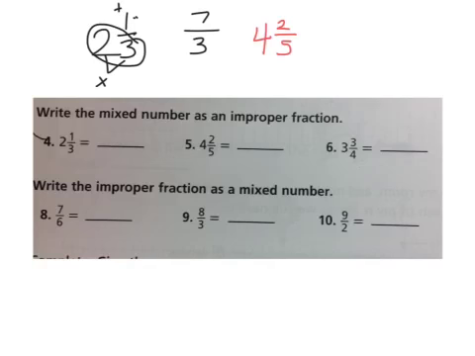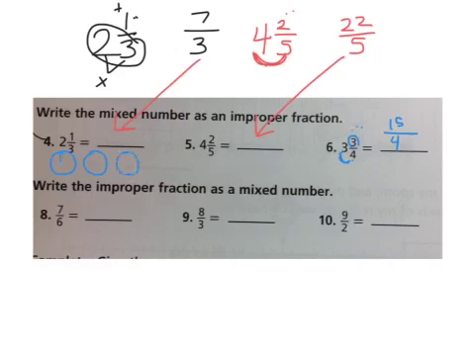So again, we're going to multiply these 2 together, which gets us 20, 21, 22, and our denominator stays the same. And then the last one that I'm going to do, we're going to take these 2, we're going to multiply them together. That gets us to 12, 13, 14, 15, because we're going to add this on, and our denominator stays the same.